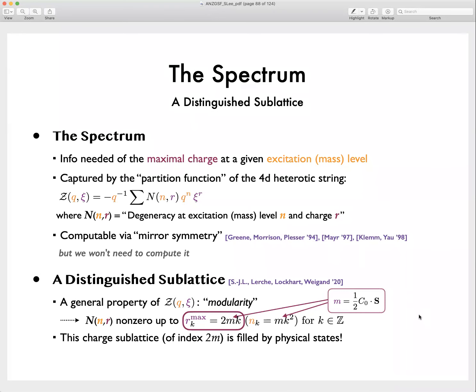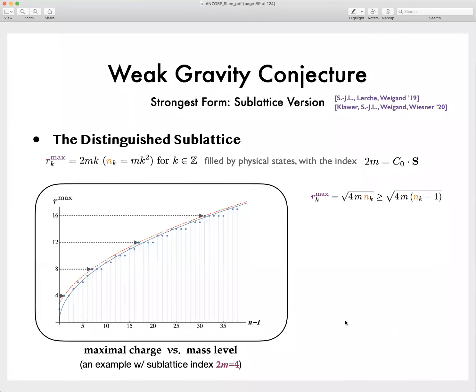The next task is then to check if these sublattice particles are indeed super extremal. The confirmation goes as follows. We first eliminate k to express the maximum charge R max as a function of the level N.